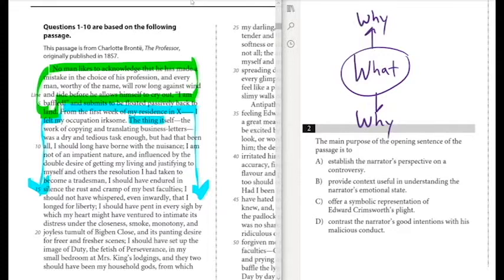"The job itself was a dry and tedious task enough, but had that been all, I would have borne with it. I should have done this. I should not have done that. I should have done this other thing." So it's a story about not enjoying a person's job and being full of regret about all the different ways in which the person wishes that he had handled that initially.